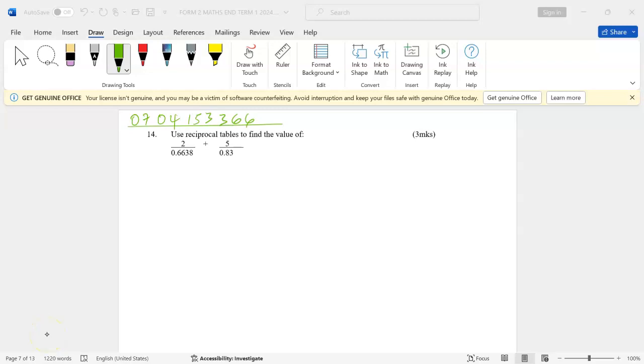We're going to discuss mathematics paper 1, the use of reciprocal tables in solving numerical problems. Number 14, use reciprocal tables to find the value of 2 divided by 0.6638 plus 5 out of 0.83.